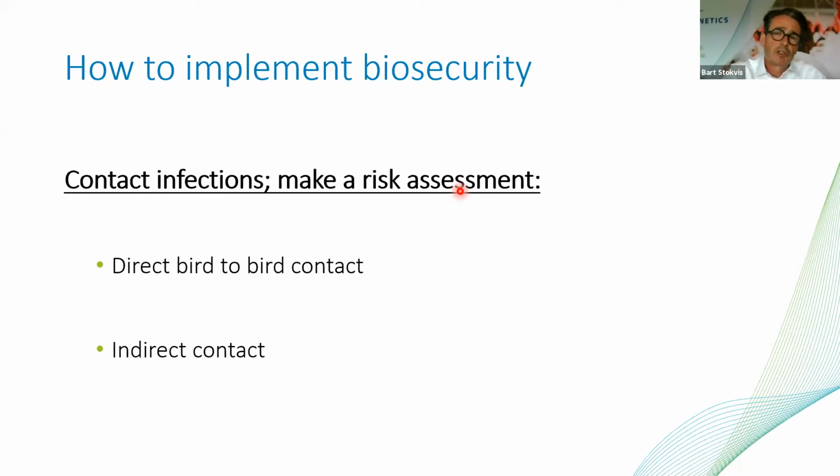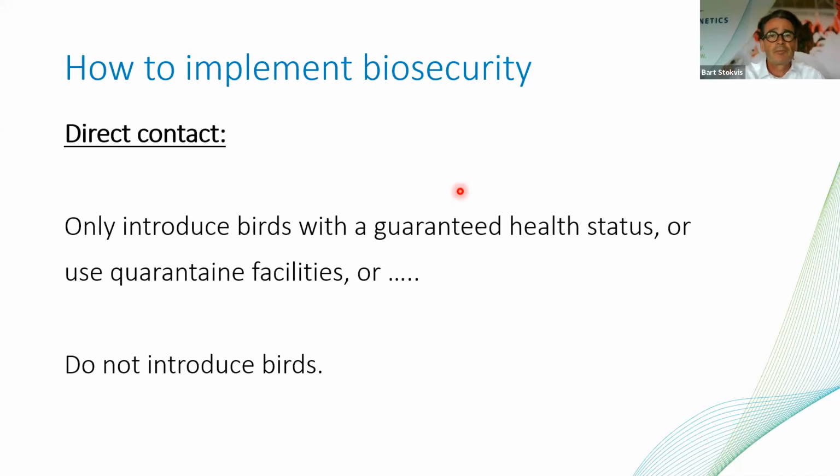So when you talk about biosecurity, you talk about contact infections. And contact infections are direct bird-to-bird contacts or indirect contacts. Direct contacts, what can you do to prevent transfer of disease? You can only introduce birds with a guaranteed health status. You can use quarantine facilities or, like we do, you do not introduce birds. We are producing our own replacement stock on the farms themselves.